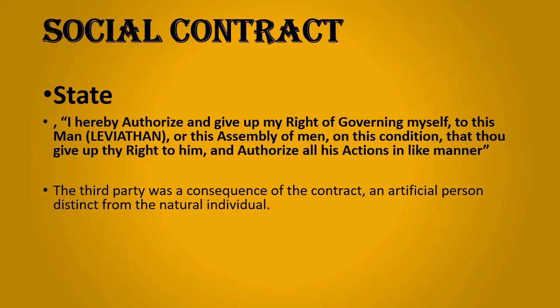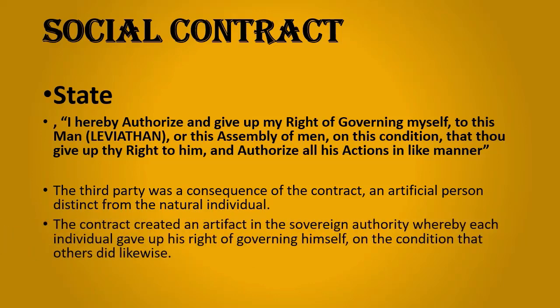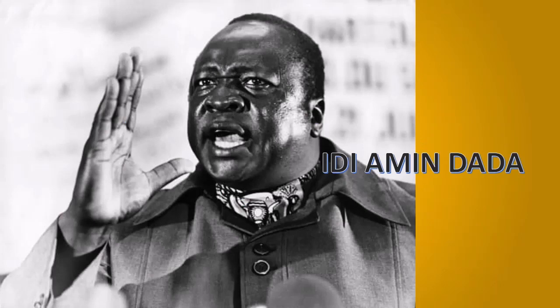an artificial sovereign authority, whereby each individual gave up his right of governing himself on the condition that others did likewise. They also surrendered themselves to this sovereign power. Each individual, by consenting to the set rules, was guaranteed basic equality with every other member of the pact it applied to. So intuitively, it implied that no one possessed more rights than the other.